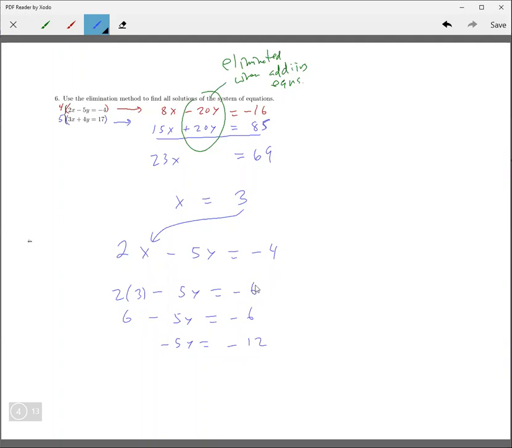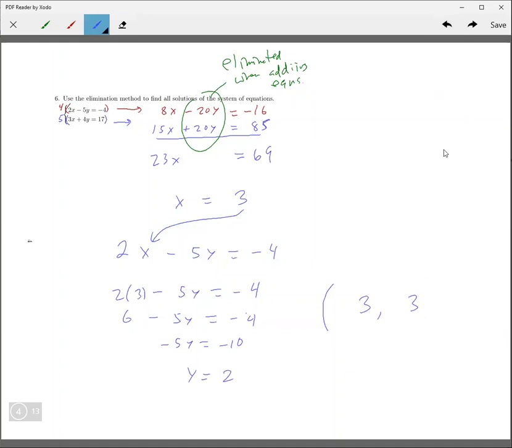Wait, this is negative. I'm getting really sloppy here. Okay, so this is -4. Okay, so that's going to be -10. So that means that -5y, wait, I'm really sloppy. That's -4. Okay, so that's going to be -10 right there. That means y, divided by 5 on both sides, y is going to be 2. So our answer is going to be 3, 2.